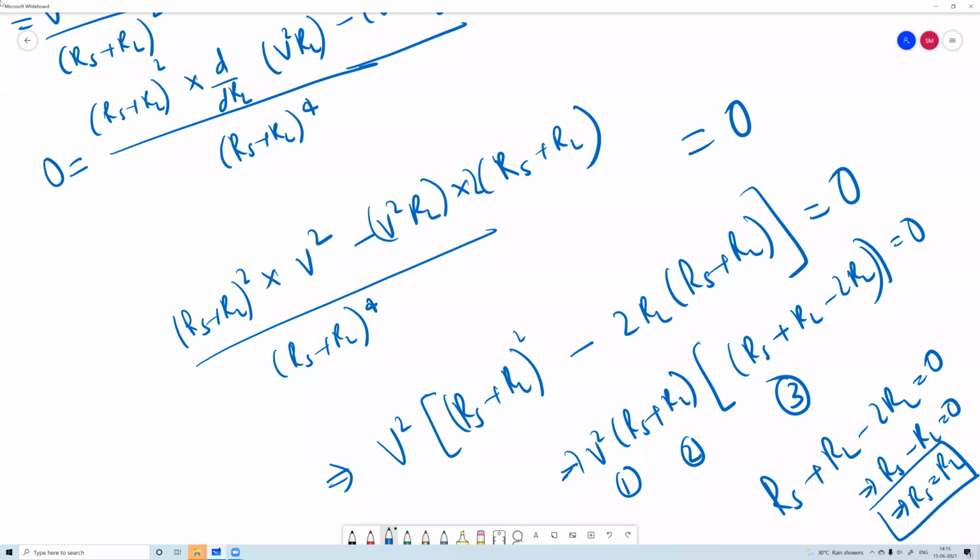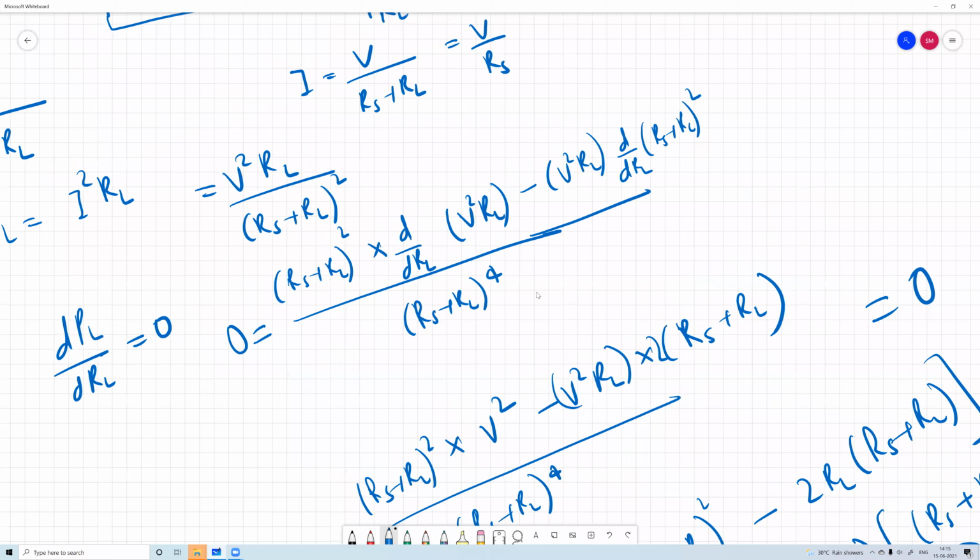So what is dPL by dRL? That is finding maxima. Remember y equal to f(x). So what is the maximum value of f(x)? Then dy by dx is 0. We do this. Class 12 calculus, same thing.